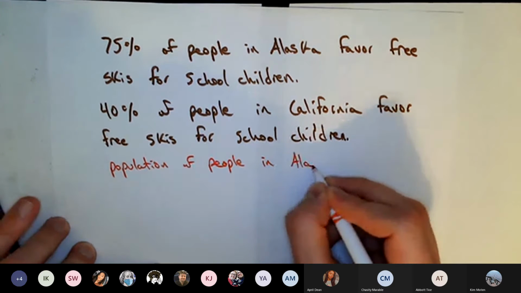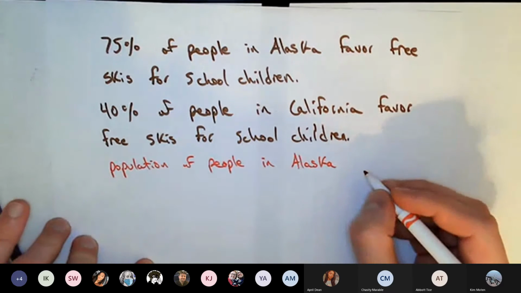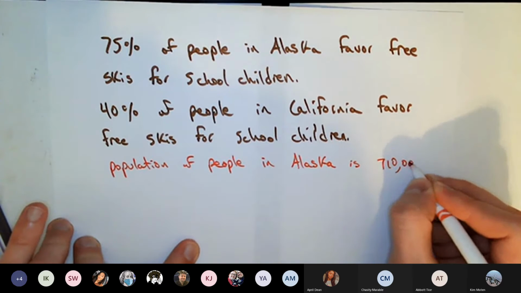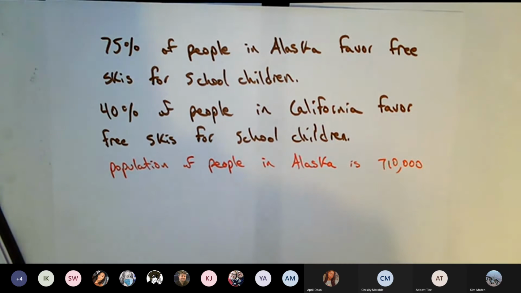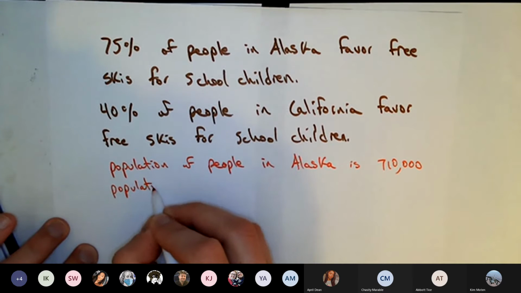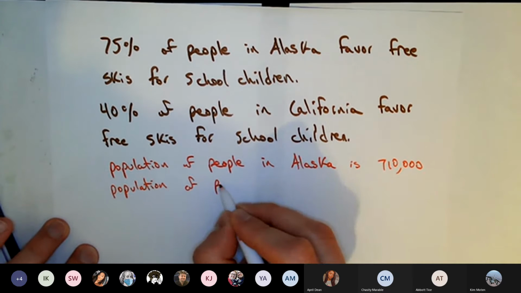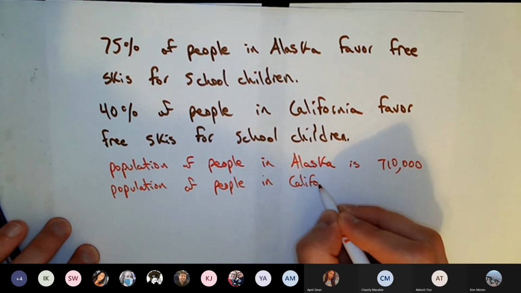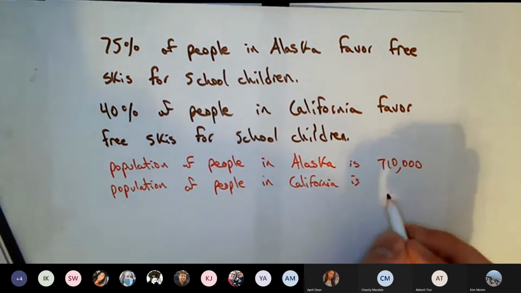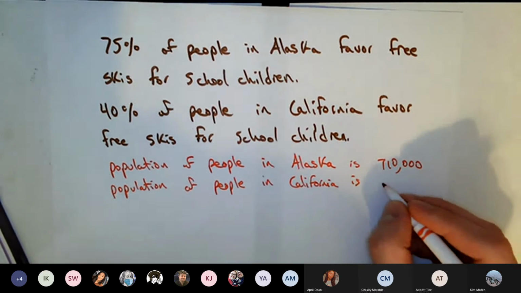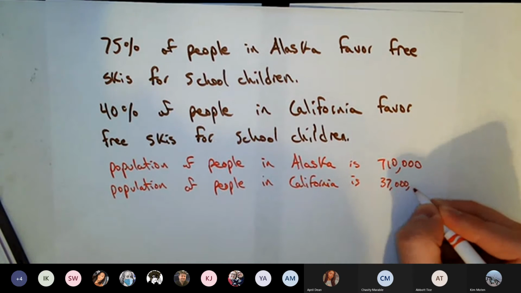Now, the book is citing data from 2010, so we'll just use that too. Population of people in Alaska is 710,000. So maybe there are 1 million people by now, I'm not sure. And the population of people in California is a little bit more at, where is it? 37 million.